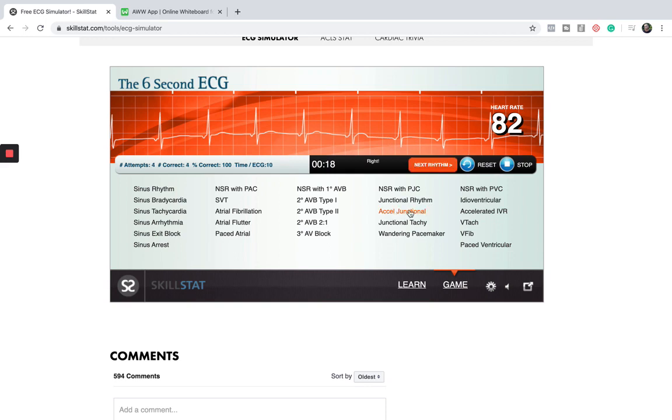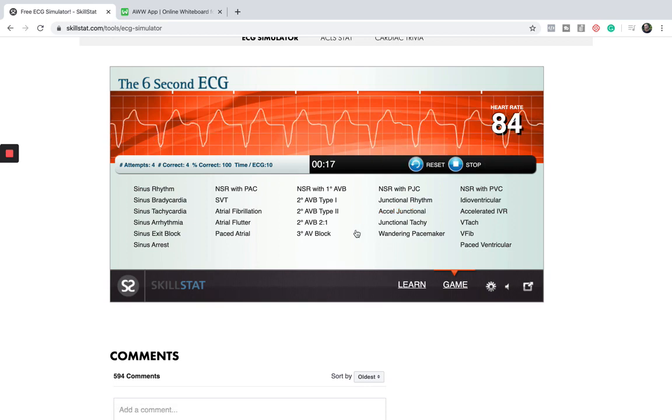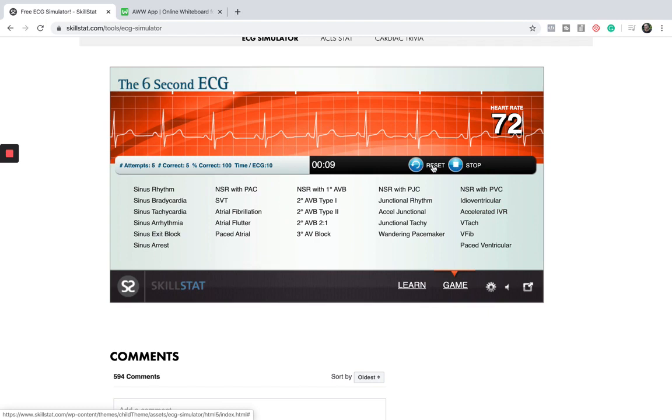Okay. Accelerated junctional, because there's no P wave. No P wave, but it's fast. Pretty cool. Keep going. Okay, what do you think this is, guys? Wide, but fast. It's accelerated ventricular. We even got time for one more. Wow, perfect. Well, the P wave looks good, R to Rs look good. Okay, we got time for one more.